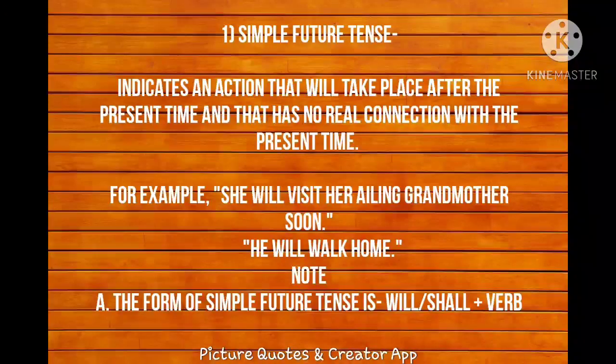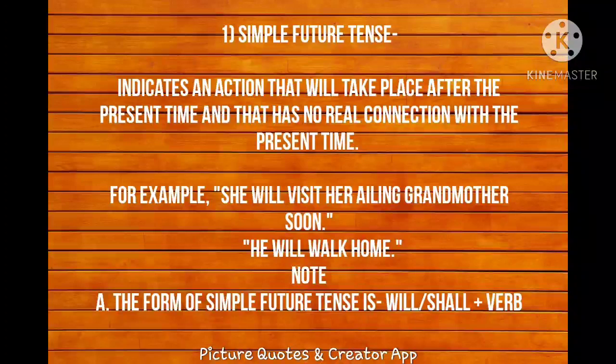The next one is future tense. In that, the first subdivision is simple future tense. Simple future tense indicates an action that will take place after the present time and that has no real connection with the present time. So an action that will take place in the future can be said in simple future tense.